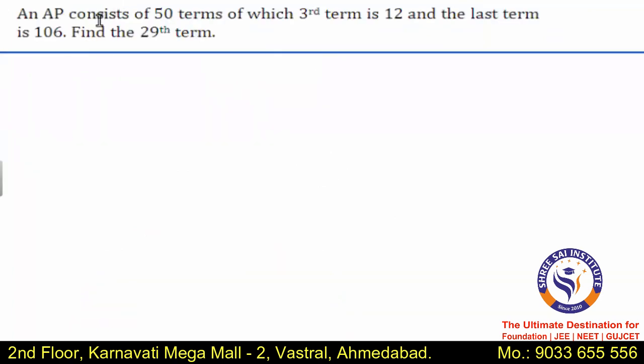In this question, we have an AP which consists of 50 terms, of which the third term is 12 and the last term is 106. We have to find the 29th term. Let's begin with the solution.